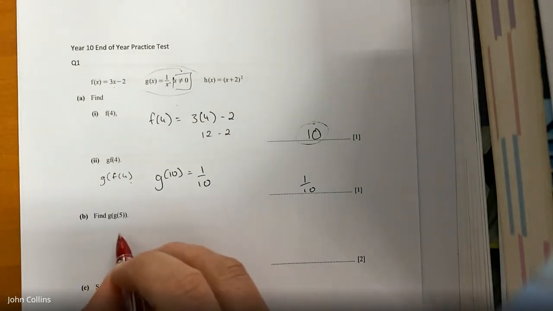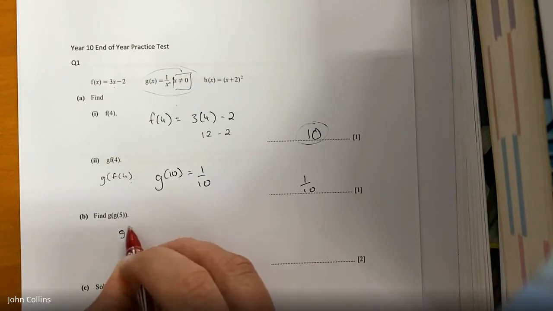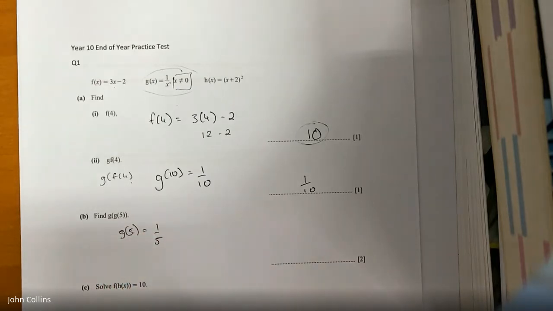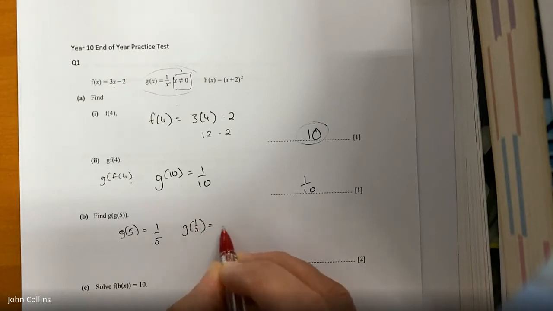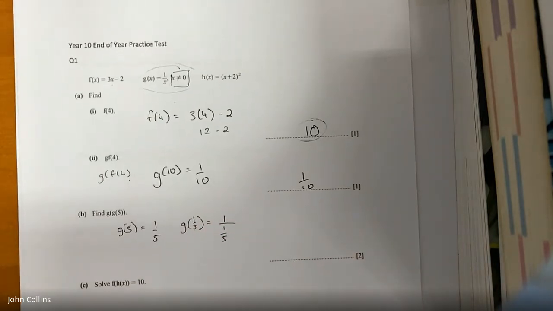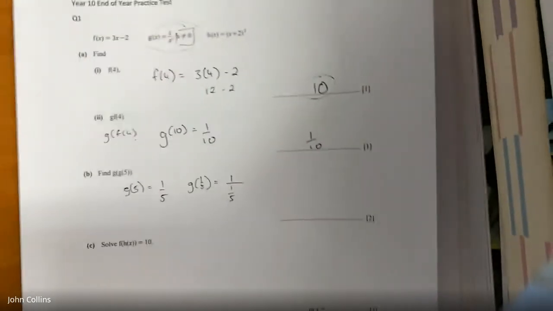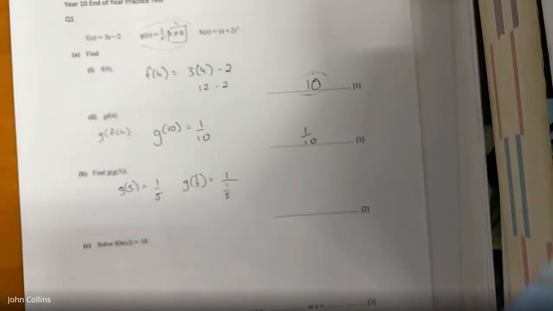G with 5 put in it, so that's G with 5 in it is 1 over 5. And then put that into the g function itself. So that's 1 over 5 into the g function again, which is 1 over 1 over 5. This would be in the calculator section of the test, so you could try to divide 1 by 1/5.